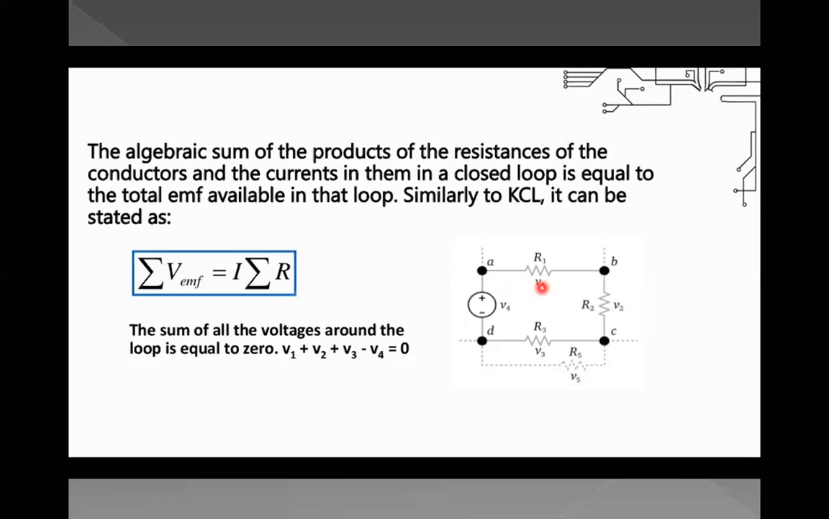See, this is the total voltage V4. So this total voltage V4 should be equal to what? V1 plus V2 plus V3. Or we can say that V1 plus V2 plus V3 minus V4 is equal to 0. This is how the equation comes.